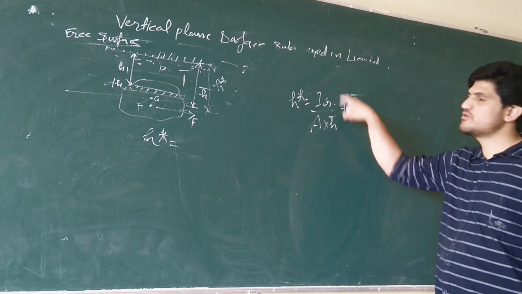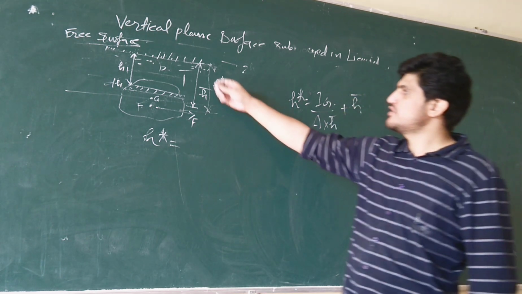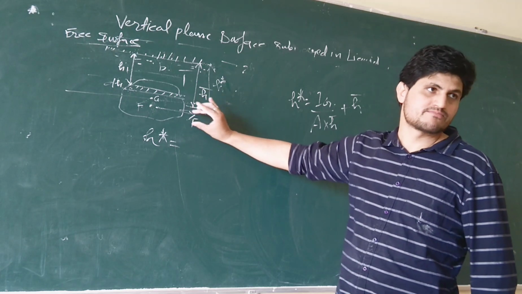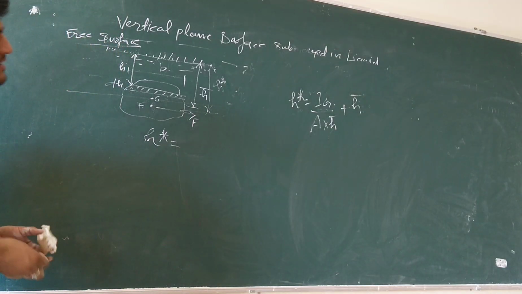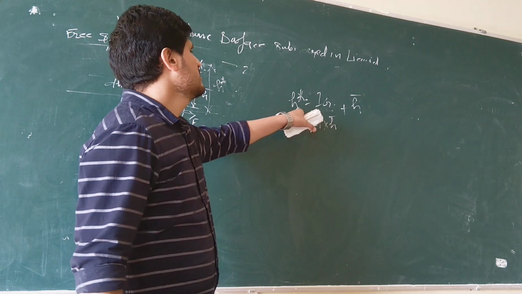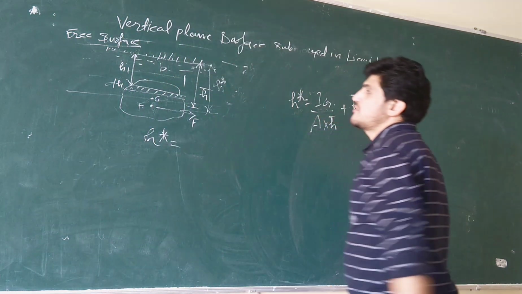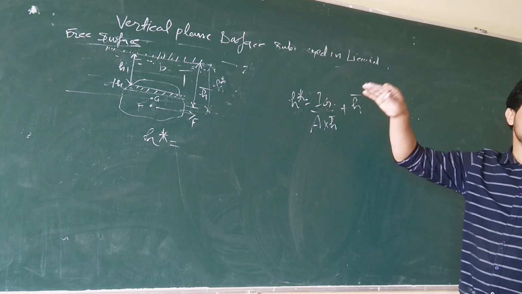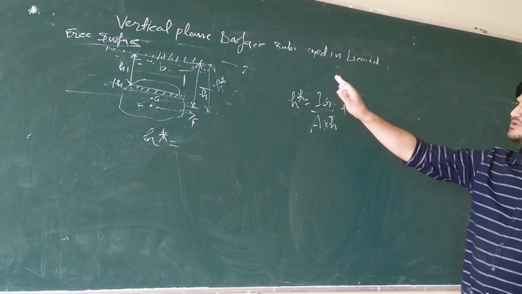Some value is getting added to H bar. So obviously, what is H bar? H bar is this distance, and some value will be added to it. Okay. So this is the formula for the center of pressure from the free surface of liquid for a vertical plane surface which is submerged inside the fluid.